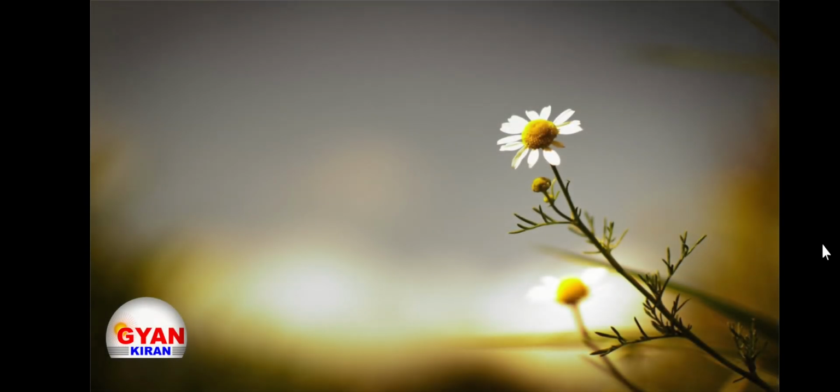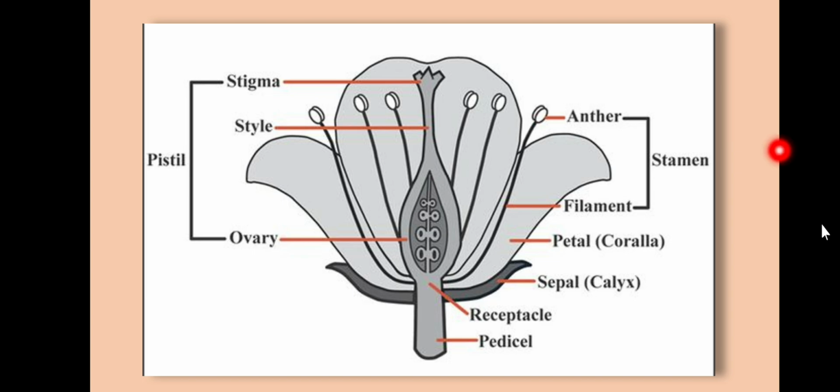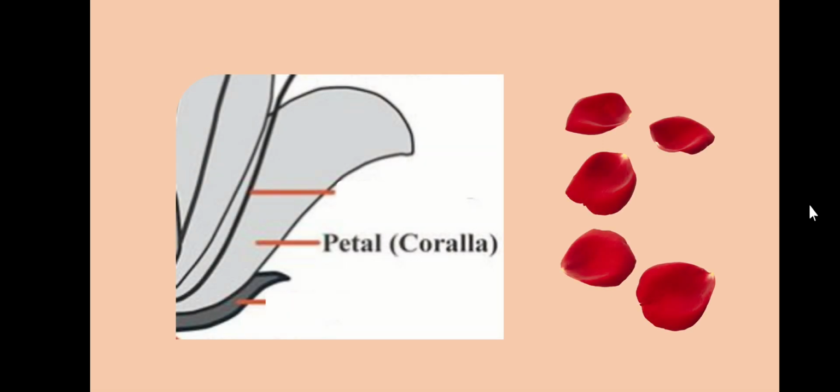Then, that is corolla. Corolla is the second whorl of the flower, and it contains petals. These petals attract pollinators and protect the reproductive structures of the flower. Corolla is the second whorl of the flower, and it mainly contains petals which are in attractive colors, and these petals attract pollinators and protect the reproductive parts of the flower.